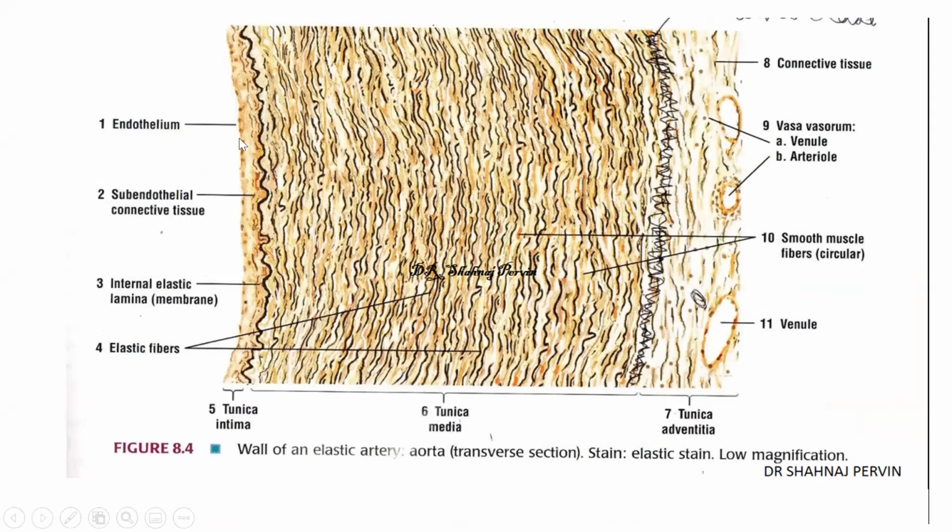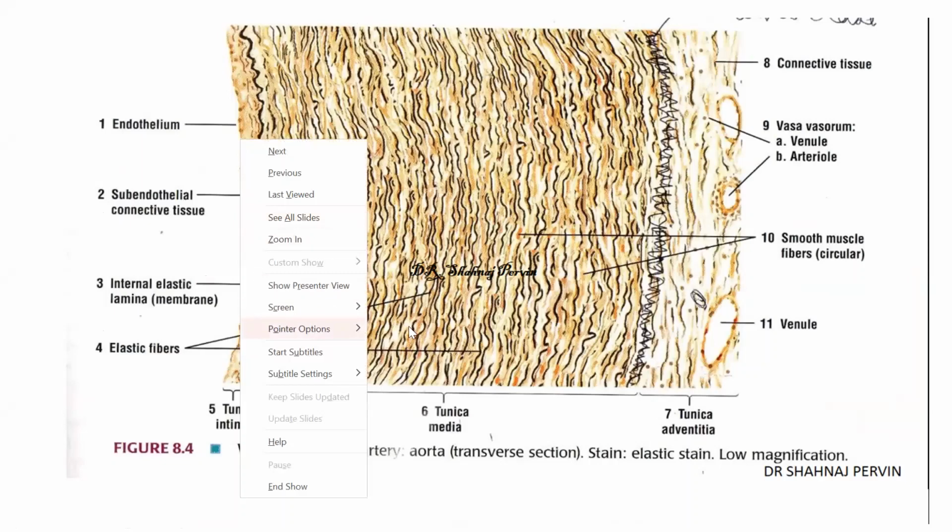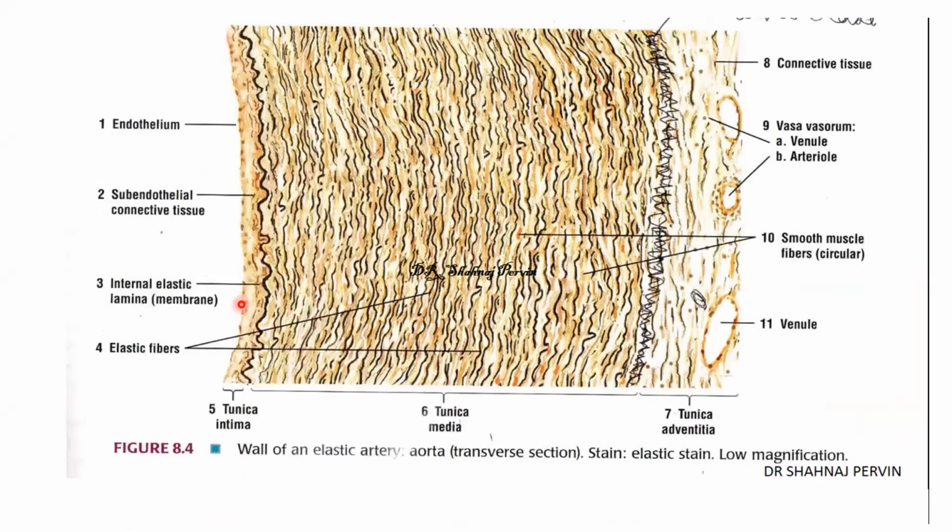Tunica intima. Just follow my pointer. This is the tunica intima. So simple squamous epithelium, lining epithelium is there. Its name is the endothelium. Then tunica media contains the smooth muscle and elastic fiber. In elastic artery, elastic fiber is more. And this is the tunica adventitia.